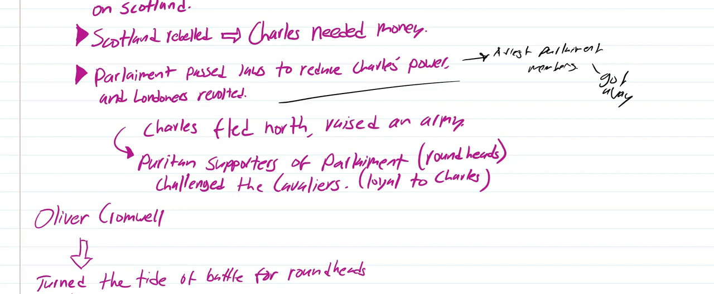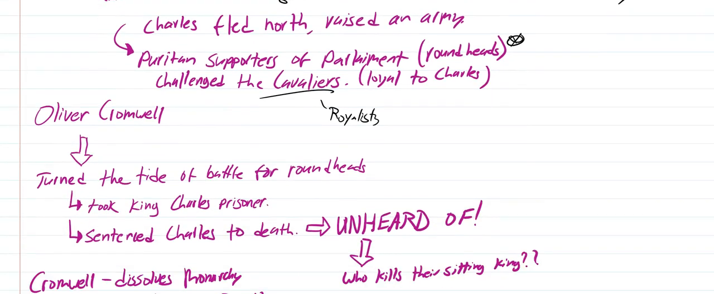And this caused the Londoners to revolt. And so Charles fled to the north, where he had people that were still loyal to him, and he raised an army where he was going to come in and fight and teach these Puritans a lesson. Now, the Puritans were called Roundheads, and the Royalists, or people loyal to Charles, were known as Cavaliers. So at first it looked like the Cavaliers had the edge. They were winning battles, and it looked like Charles was going to win this war.